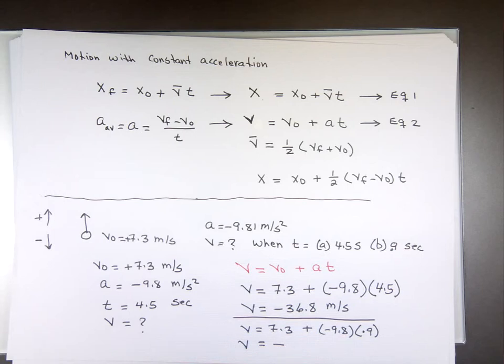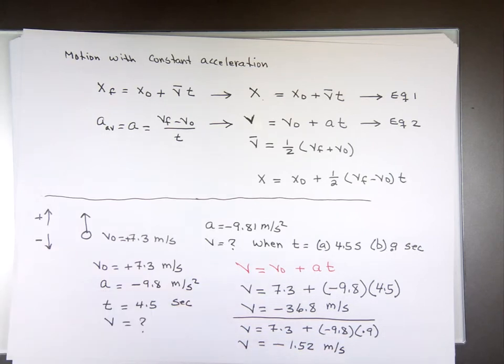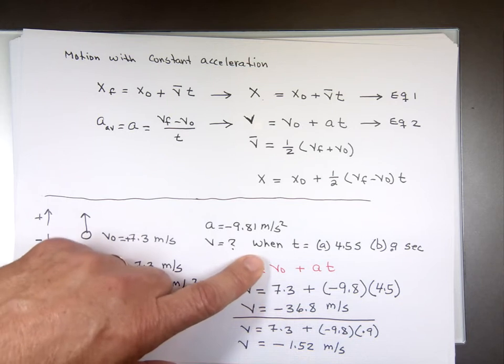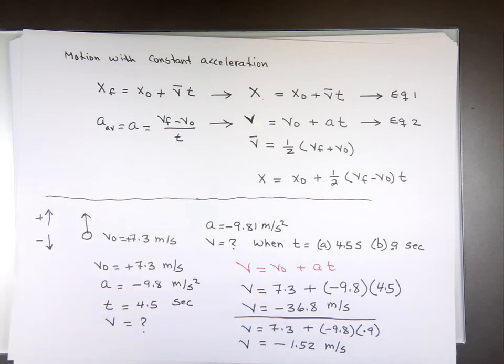7.3 minus 9.8 times 0.9 is negative 1.52. So even in less than a second, the ball is already coming down. If I fire from the surface of the earth, if there's a hole in it, 7.3 seconds later that ball is still moving down, but at a speed now of 36.8 meters per second. The negative sign indicates it's coming down, not going up.